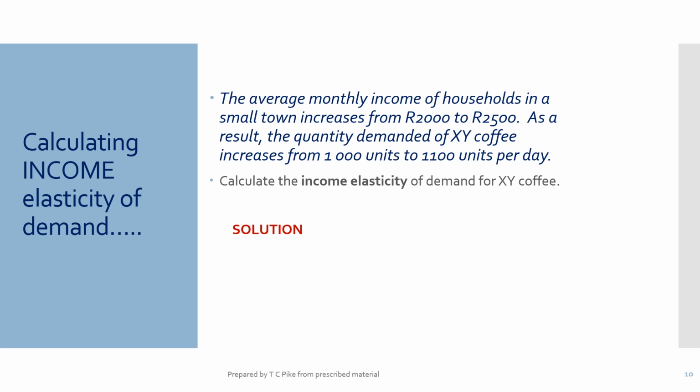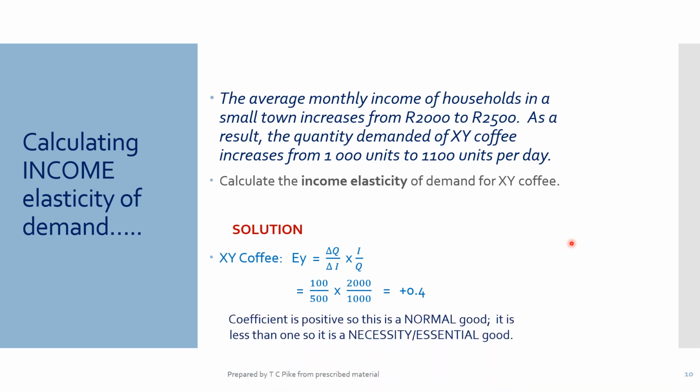Here's your solution. Your EY formula that you're using, delta Q over delta income times original income over original quantity. In this case, you get a positive answer, and then you can interpret that. So let's have a look. Coefficient is positive, so this is a normal good. It is less than 1, so it is a necessity or an essential good.